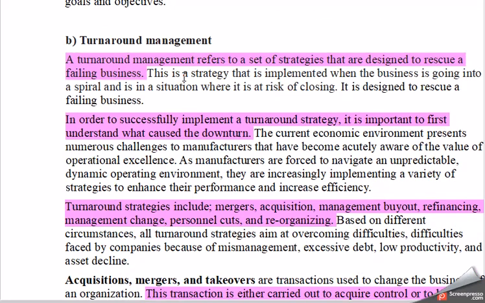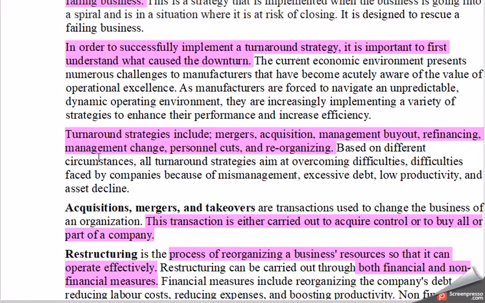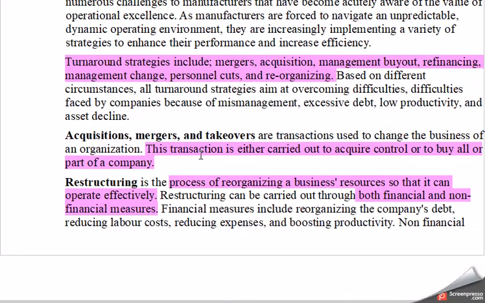The next one is turnaround management. What is turnaround management? Turnaround management refers to a set of strategies designed to rescue a failing business. When a business is failing, a company takes initiatives to revive the business. That is what is called turnaround management. In order to successfully implement a turnaround strategy, it is important to first understand what caused the downturn. Turnaround strategies include mergers, acquisitions, management buyout, refinancing, management changes, personnel cuts, and reorganization.